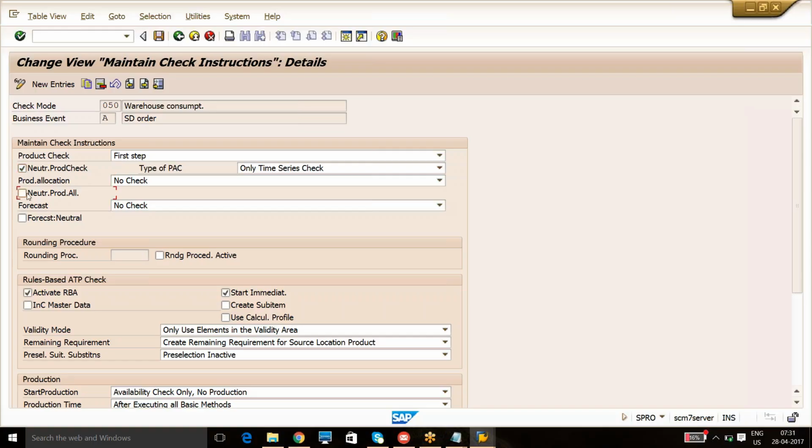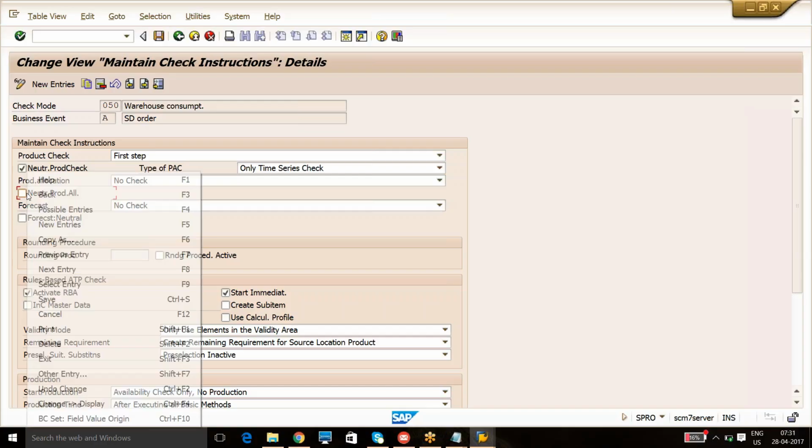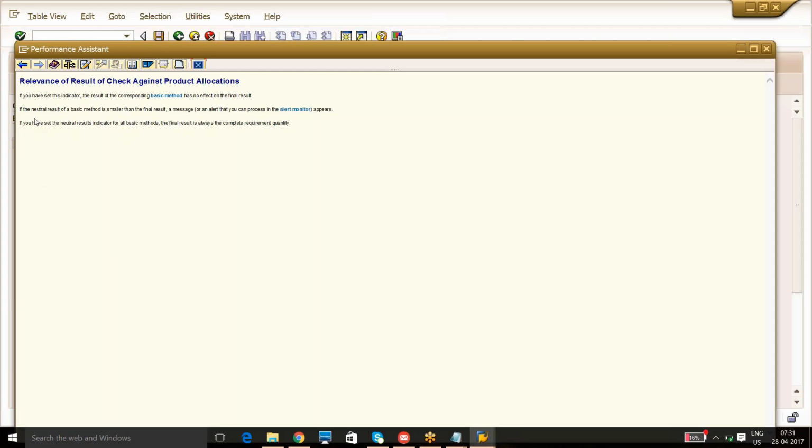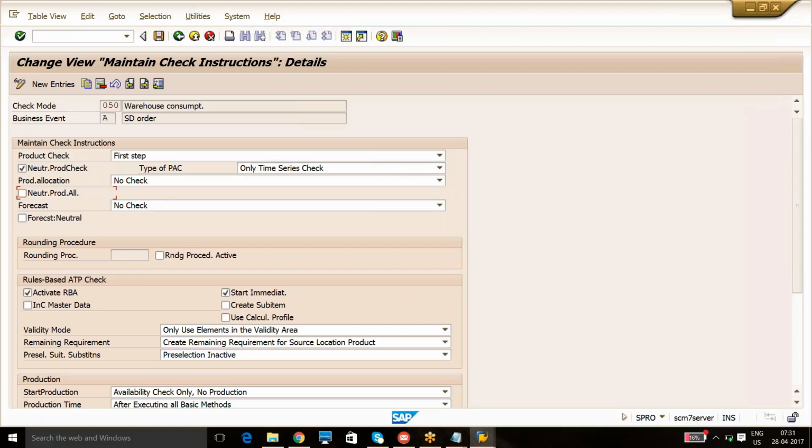Hope you got me. Let me take you through the F1 help of another one. It should be the same: if you have set this indicator, the result of the corresponding basic method has no effect on the final result. So what is my final result? I would be seeking the more reliable MAD, right? What would be my reliable MAD if I really have enough stock to confirm my customer's order? I can really go for the product check, am I right?